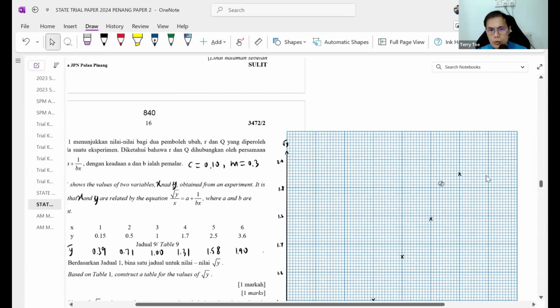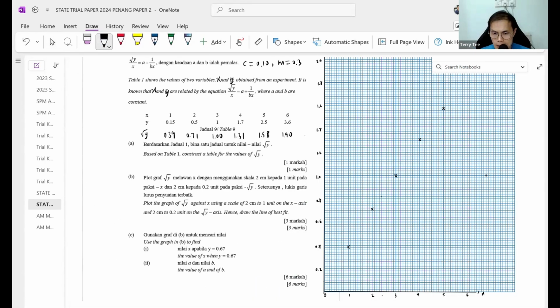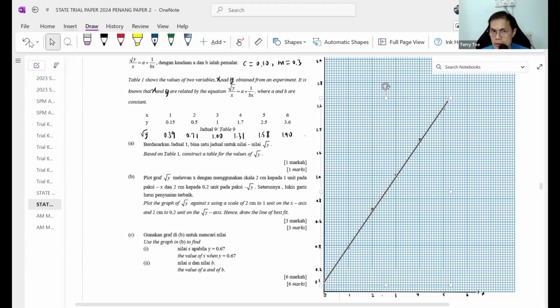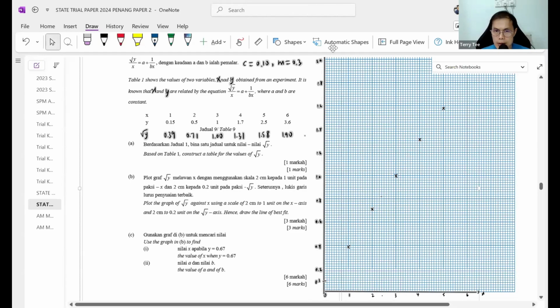And we know the y-intercept is supposed to be 0.1, so I'm going to label 0.1 here. So this is the correct y-intercept. Now just draw the line, make sure it passes through as many points as possible. It looks something like this. Maybe I need to drag this down a little bit. Okay, it's not good enough.